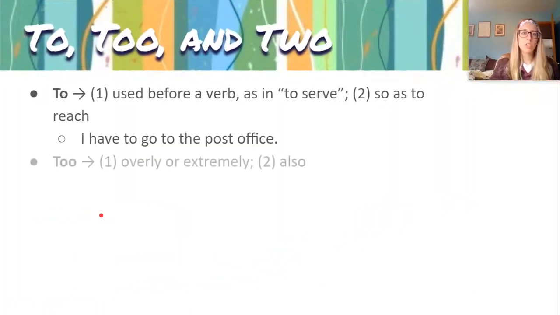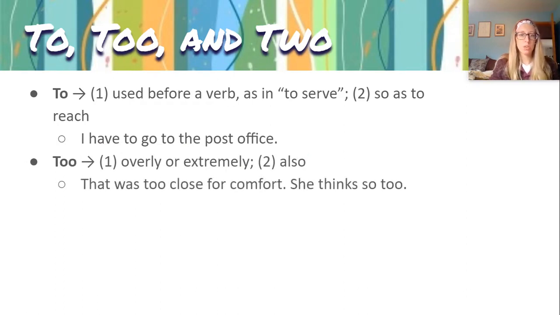Practice. Okay, 2, 2, and 2. So TO is used before a verb. It's part of an infinitive. So like to serve, to jump, to run, to go. And also to reach. So like I have to go to the post office. TOO means overly or extremely or also. Okay, so it's interchangeable with the word also. So that was too close. Like that was extremely close, right? She thinks so too, as in also.